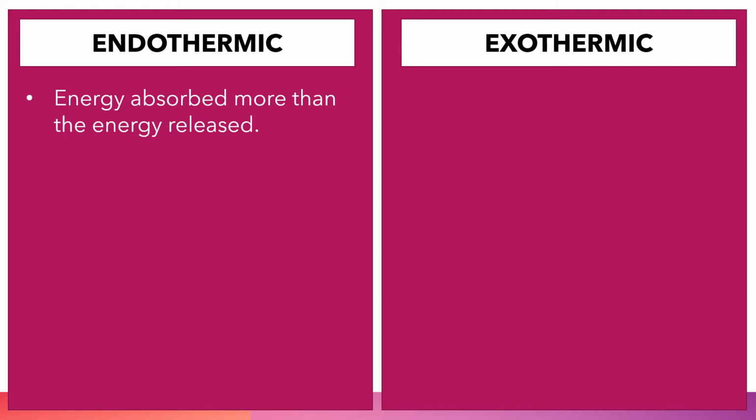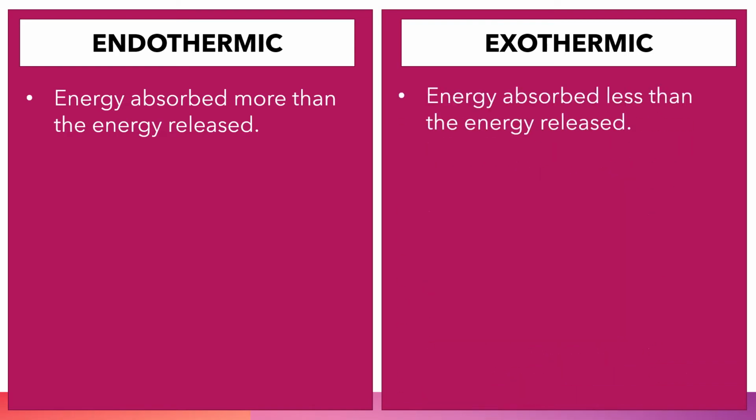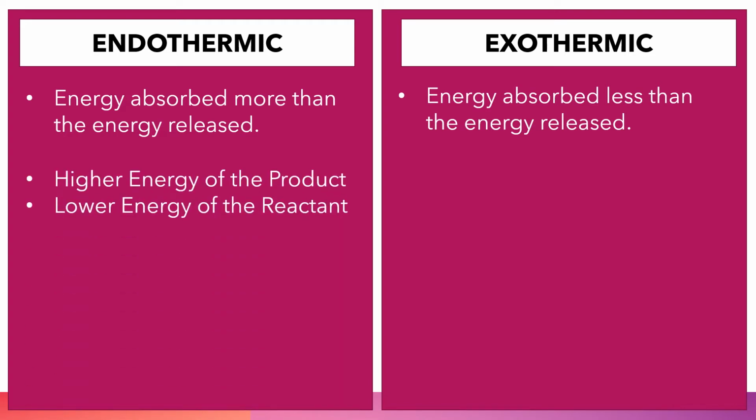While exothermic is the opposite of endothermic. In an exothermic reaction, the energy absorbed is less than the energy released. That's why exothermic releases energy throughout the process of chemical reaction. Another thing is that endothermic has higher energy of the product but lower energy of the reactant, as based on the illustration shown to you lately.